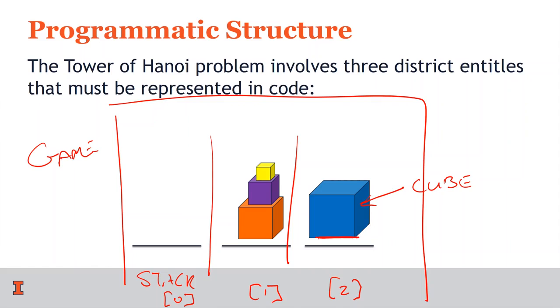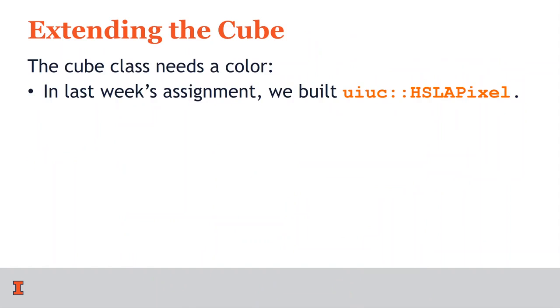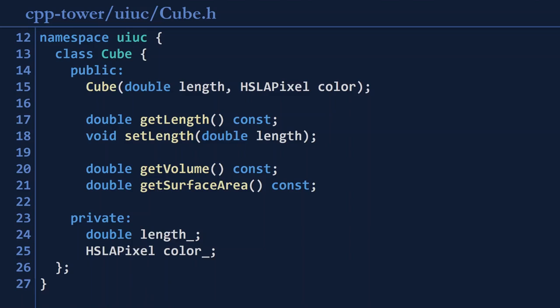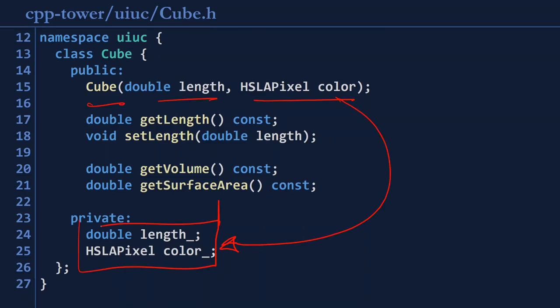Let's go ahead and build a program that creates a number of different classes to represent all of these entities. In last week's assignment, you built the UIUC HSLA pixel. You already know how to represent a color. Let's see this cube come together. Here I've modified the cube constructor to have a length and a color. And because we've modified the cube's constructor to have a color, we're going to store that color in a new private member variable. So our cube is different than before in the sense that we now have a cube that has both a length and a color.